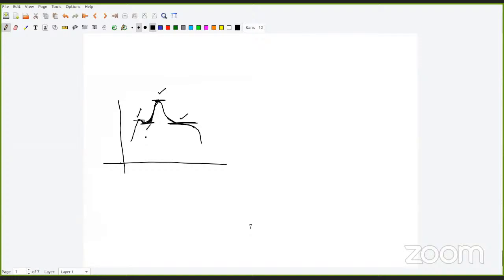So if it is negative, then either it is a decreasing function and it continues to be decreasing, either it is decreasing monotonically or it is increasing monotonically. Then at that point, this is a saddle point.